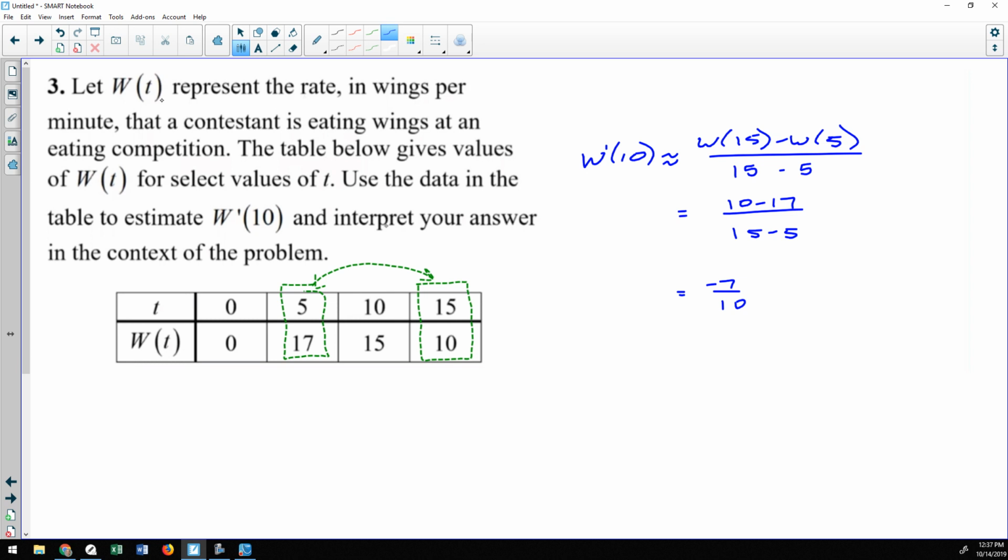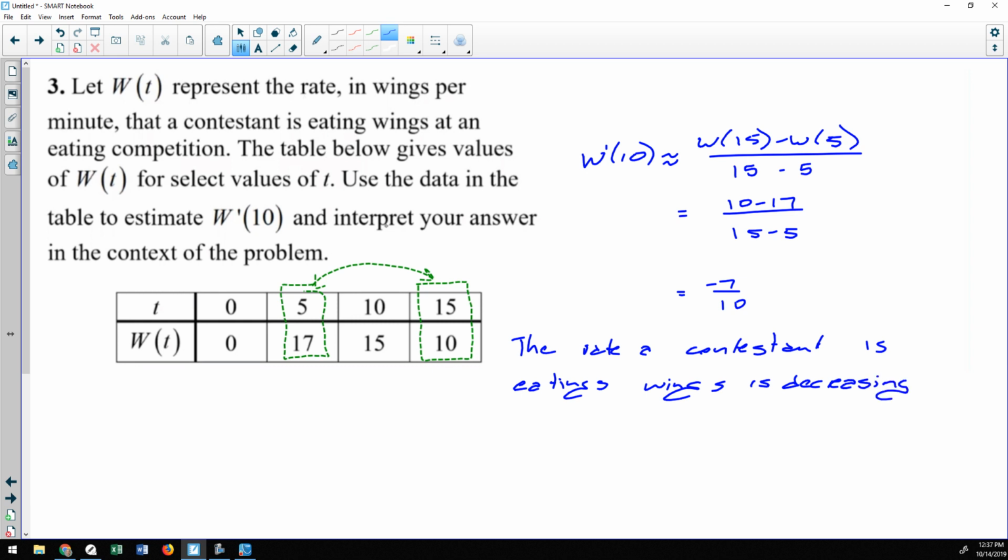But then in words, I would describe W. W is the rate that a contestant is eating wings. So my interpretation is the rate a contestant is eating wings is decreasing. Okay, so there is the base interpretation. Derivative negative, function decreases. My function represented the rate that somebody was eating wings, so it is decreasing at a rate of 7/10, because the word decreasing implies the negative rate. So I'm going to say decreasing at 7/10.